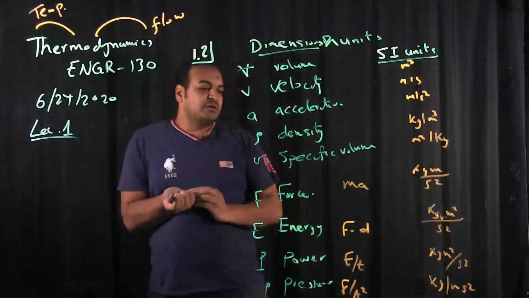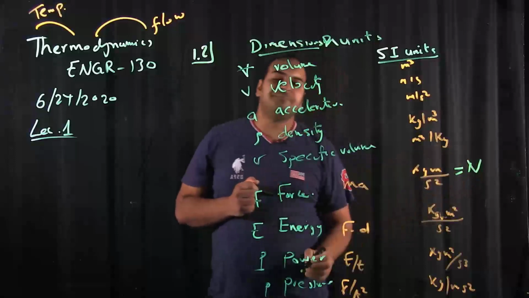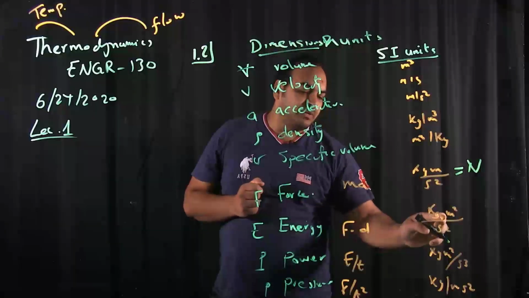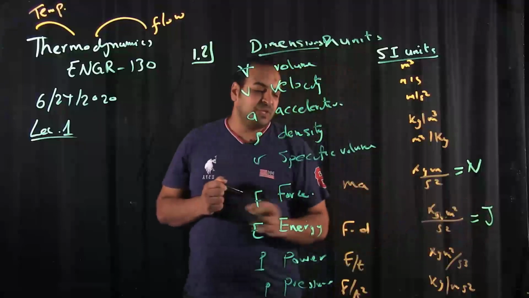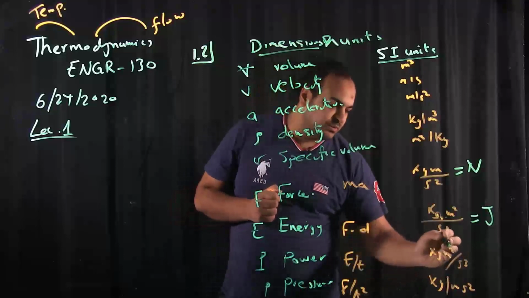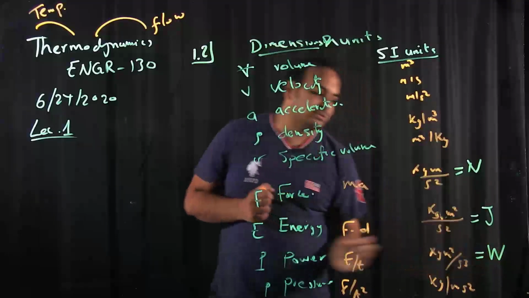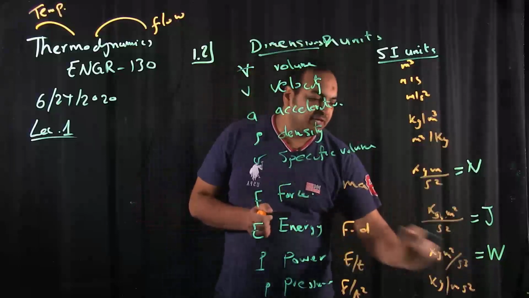We used to use, for example, kilogram meter per second squared, Newton. Kilogram meter squared per second squared, which is the standard unit of energy, we use Joule. For energy per unit time, kilogram meter squared per second cubed, we use Watt as a simplified notation.